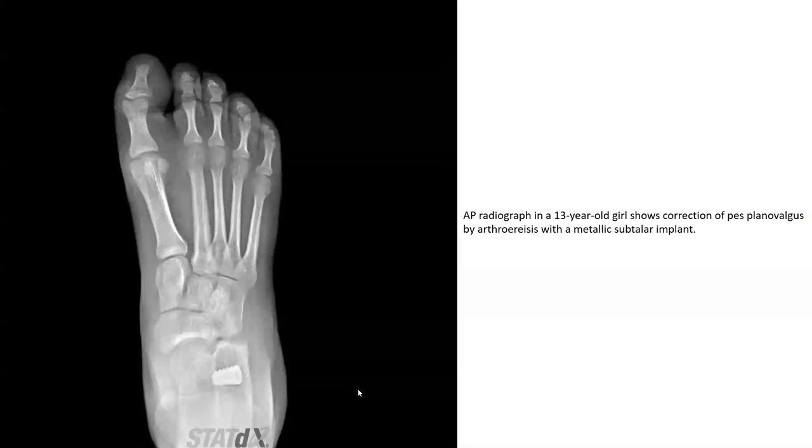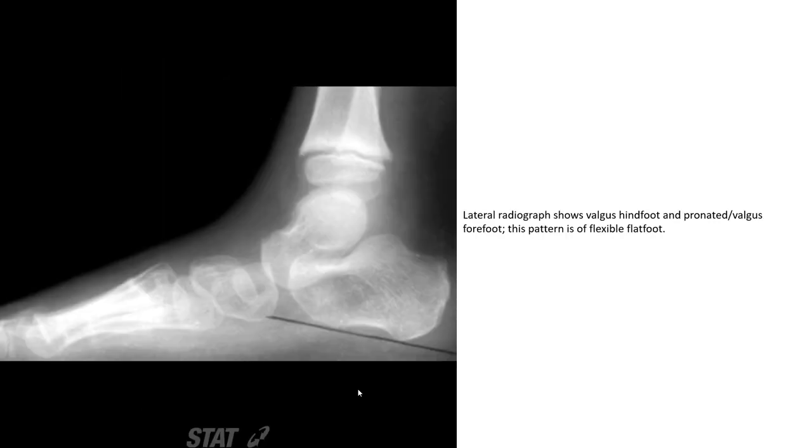AP radiograph in a 13 year old girl shows correction of pes planovalgus by arthrodesis with a metallic subtalar implant. Lateral radiograph shows valgus hindfoot and pronated valgus forefoot. This pattern is of flexible flatfoot.